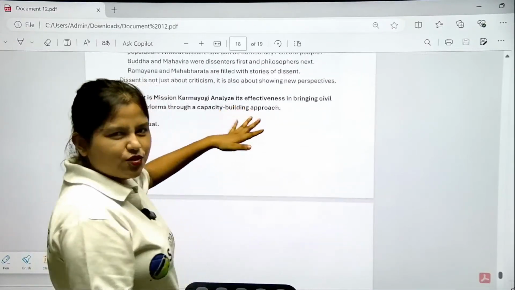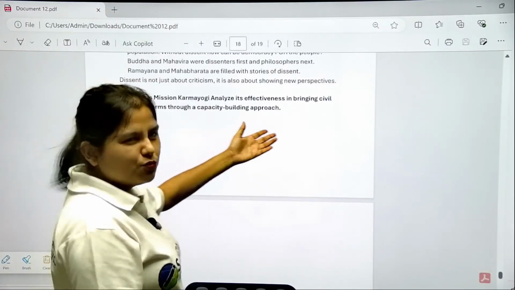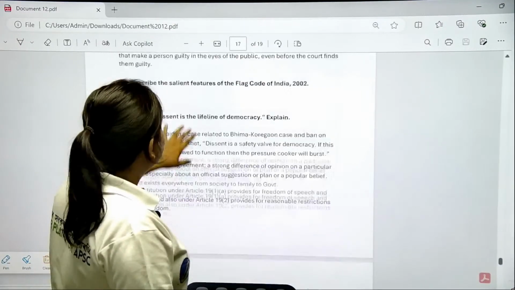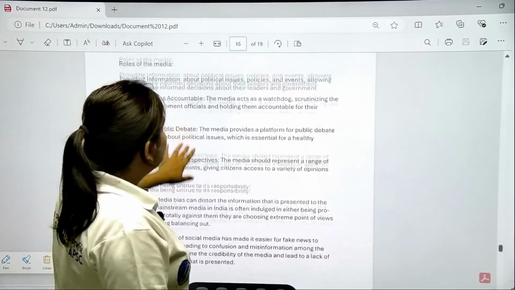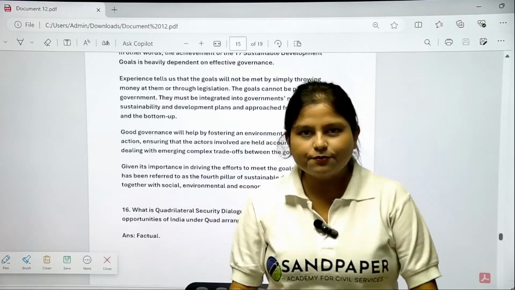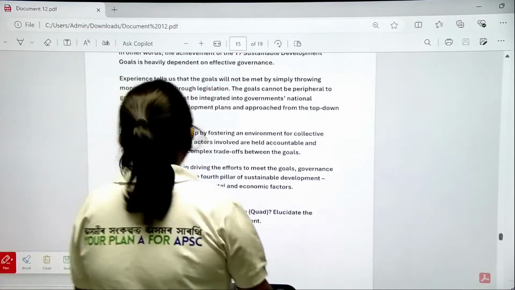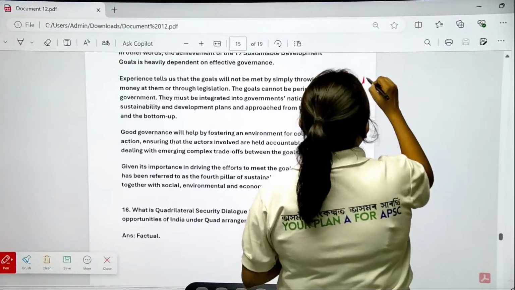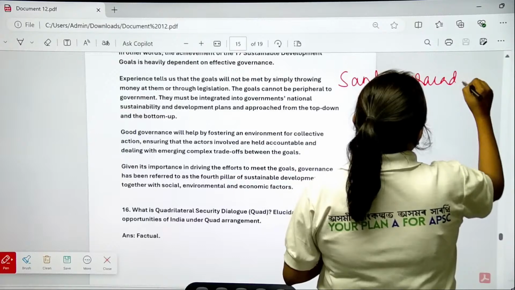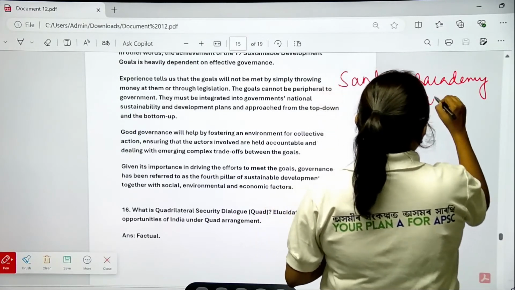This is also factual. Mission Karma Yogi is mentioned: analyze its effectiveness in bringing civil reforms. This is a question that does not need much thinking. So now what am I going to do? I am going to make it a little bit interactive. First I will write down our email ID. Our email ID is just simple SANDPAPER-Academy@gmail.com.